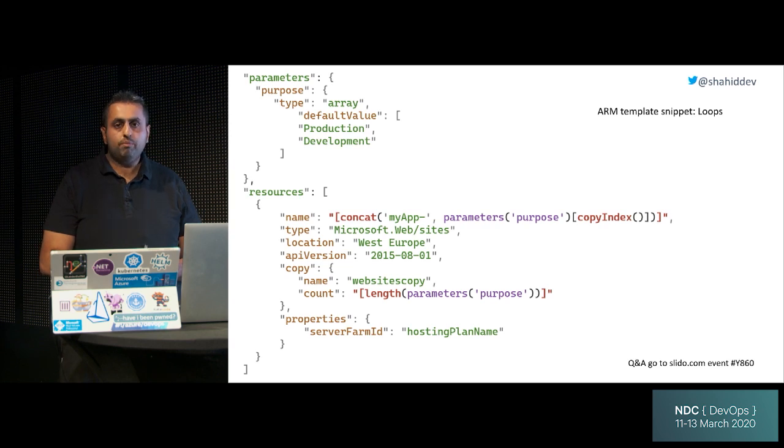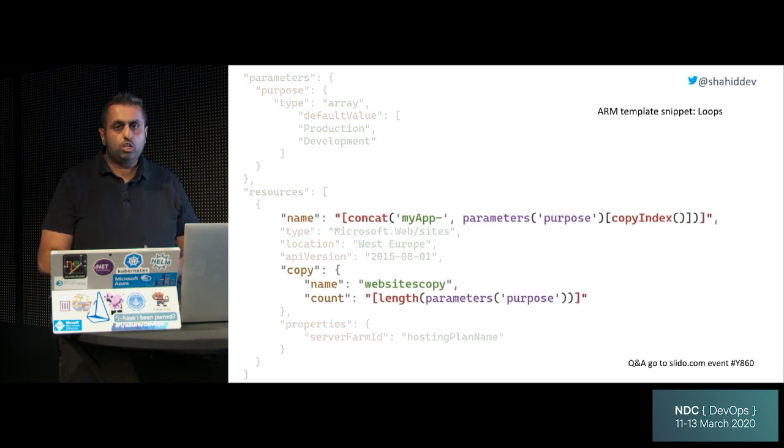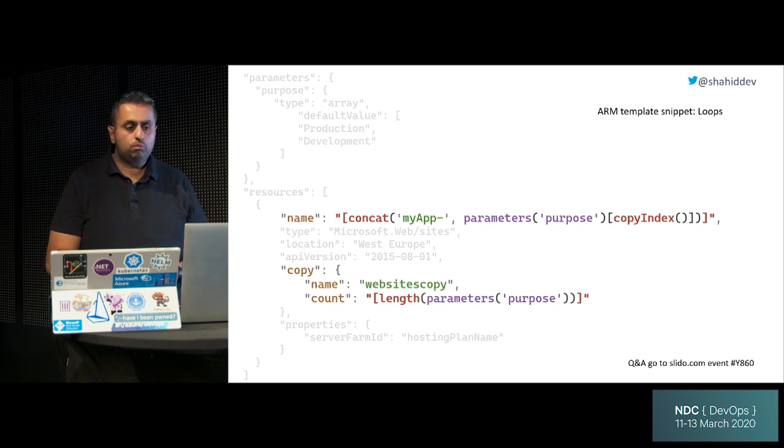So we're back to ARM again. We have an array, and it says production or development. And now what we want to do is loop over this array and provision resources. So what we're doing here is we're collecting the name of the resource by concatenating my app with the array, and then we're indexing into the array based on the loop we're currently in. And then further down, we have a copy element, and we're essentially telling the resource manager to copy this resource n number of times, which is the length of the purpose array.